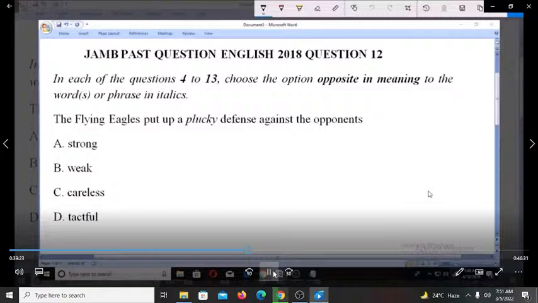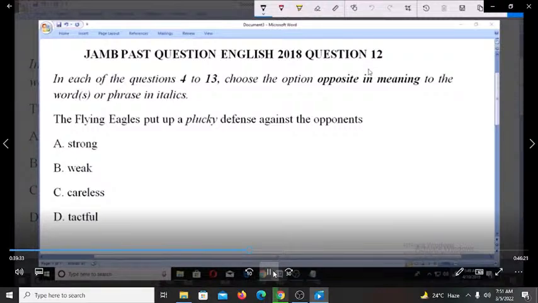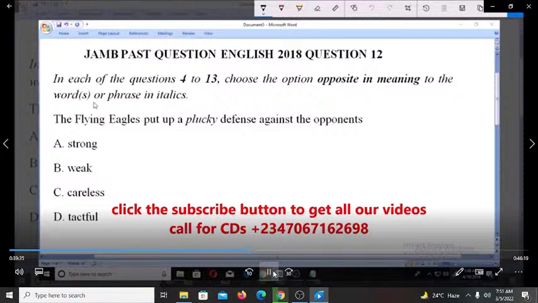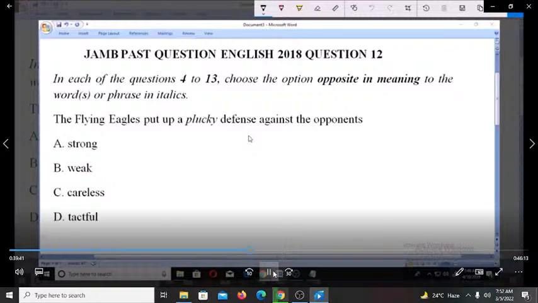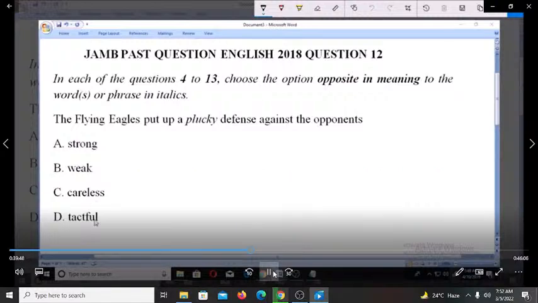Hello, welcome. Let's look at these JAMB past questions. English 2018, question number 12. In each of the questions 4 to 13, choose the option opposite in meaning to the word or words or phrase in italics. The Flying Eagles put up a plucky defense against the opponents. A, strong. B, weak. C, careless. D, tactful. So which of these is the opposite of plucky?